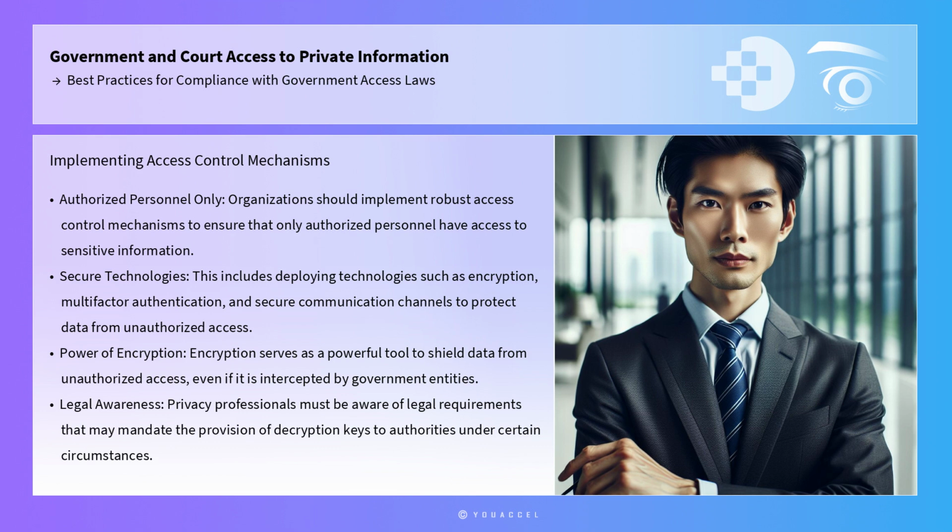Organizations should implement robust access control mechanisms to ensure that only authorized personnel have access to sensitive information. This includes deploying technologies such as encryption, multi-factor authentication, and secure communication channels to protect data from unauthorized access. Encryption, in particular, serves as a powerful tool to shield data from unauthorized access, even if it is intercepted by government entities. However, privacy professionals must also be aware of legal requirements that may mandate the provision of decryption keys to authorities under certain circumstances.